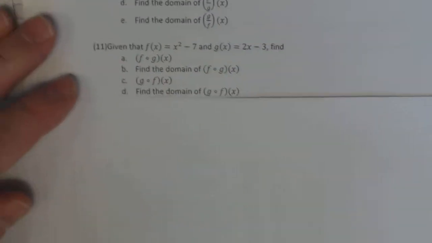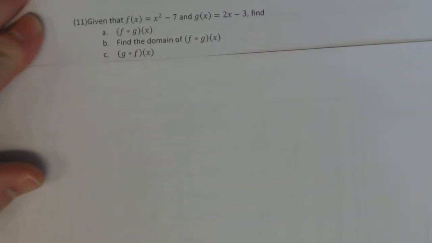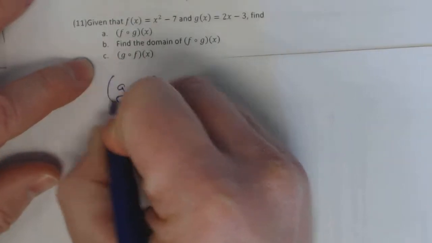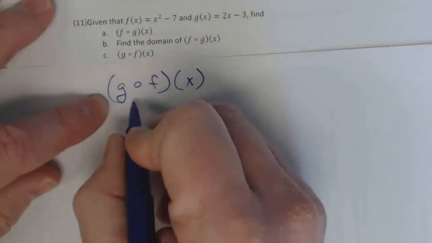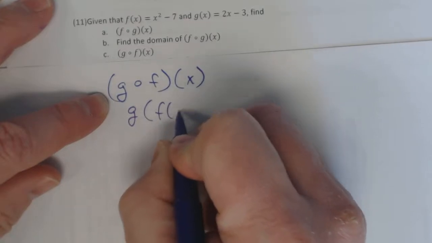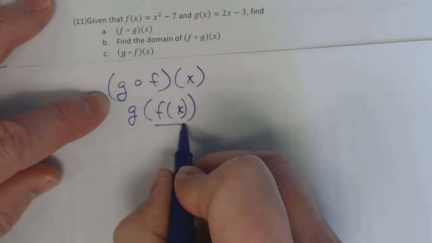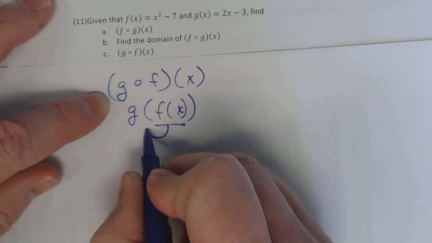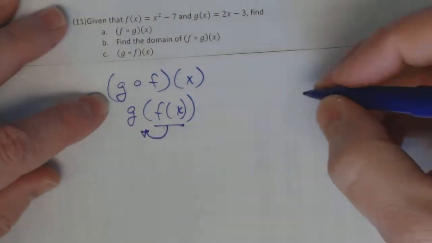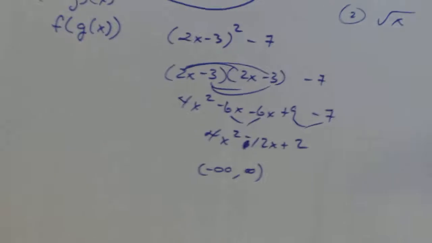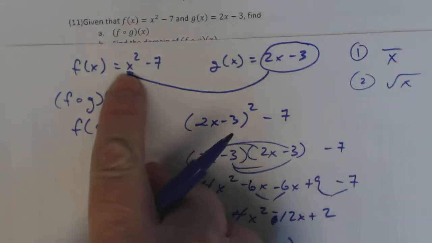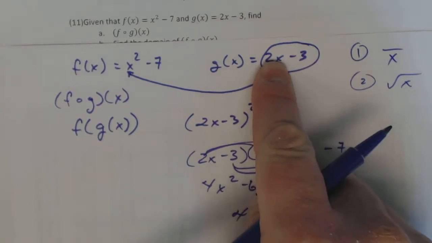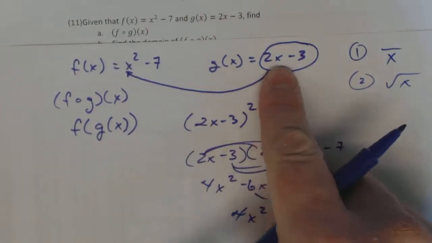If we flip it around, g composed of f. Well, shouldn't that be the same? No, because you're going in a different order this time. You're saying that's g of f of x. You're taking the whole function f and plugging that into function g. So this time it's a little bit backwards. You're taking this one and plugging it in right there.